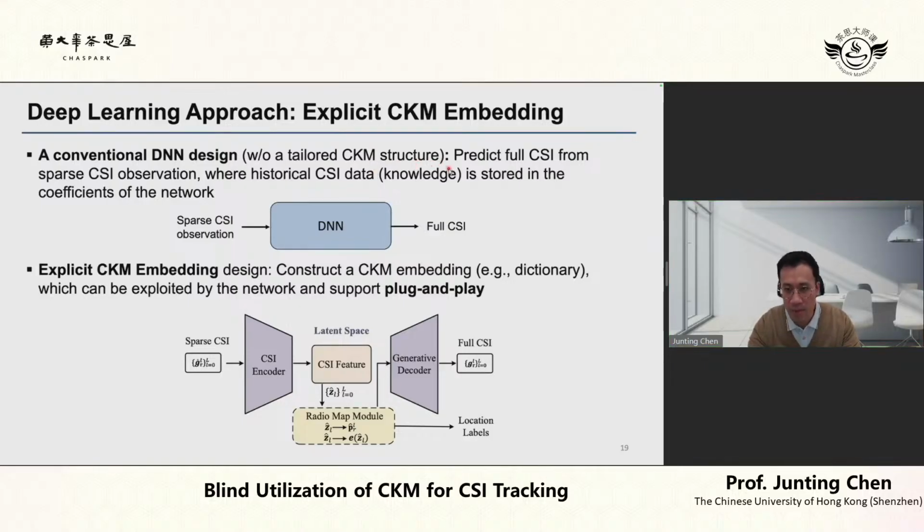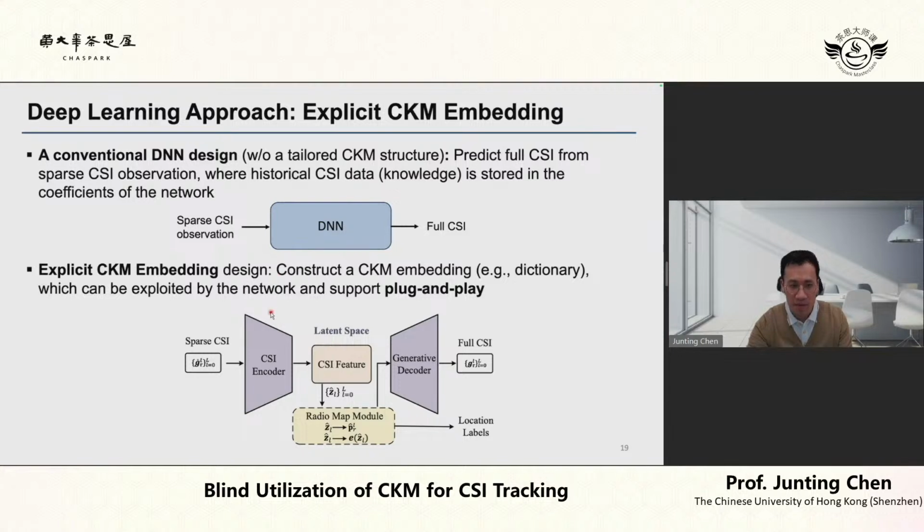More specifically, let's say we design some deep learning model. It could be a fully connected network, it could be a CNN, etc. But it does not have a standalone CKM structure. It predicts the full CSI from sparse CSI observation, where it is considered to memorize the historical CSI data or knowledge using the parameters or the coefficients in the DNN network.